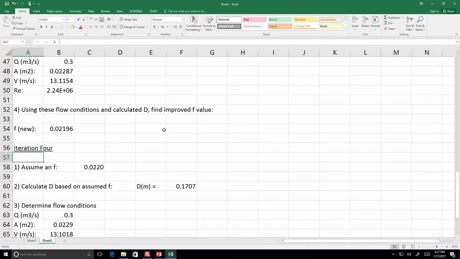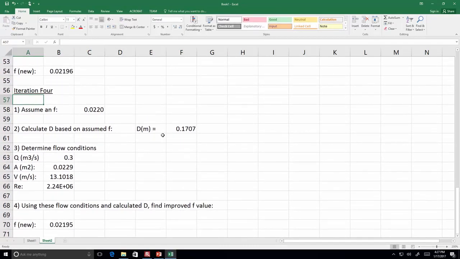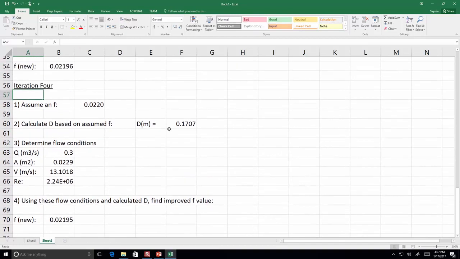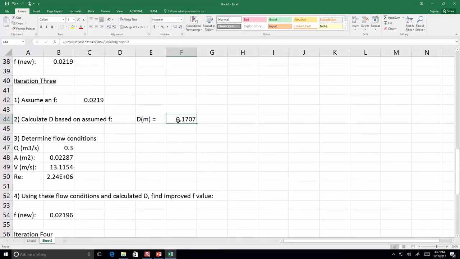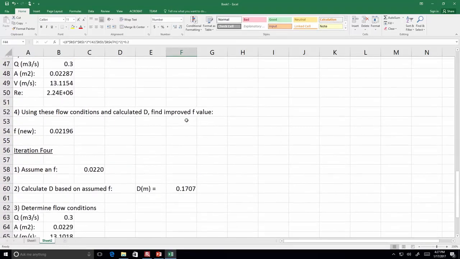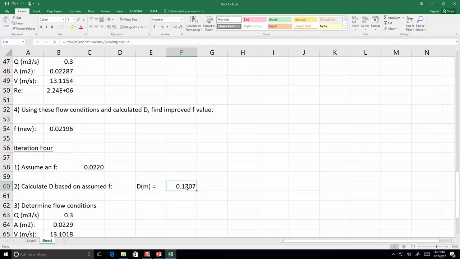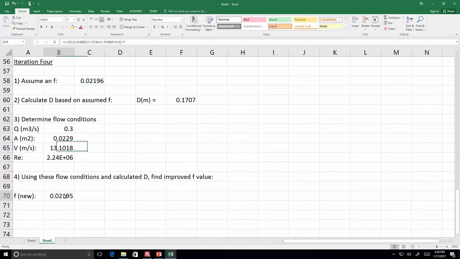Really what we need to focus on is whether the diameter is changing much from iteration to iteration. And here it's saying 0.17 meters. Here it's saying 0.17 meters, even though there's some slight movement in the F value from the input to the output. Not much, but this is the diameter that we need. So that's an iterative method for solving.